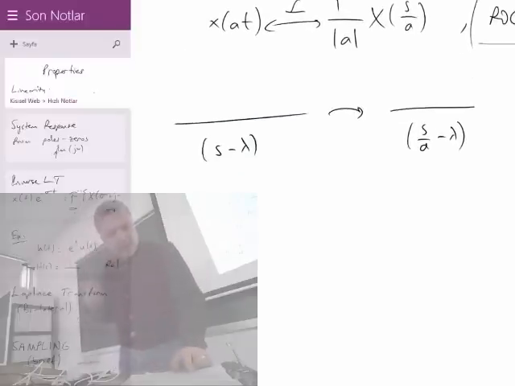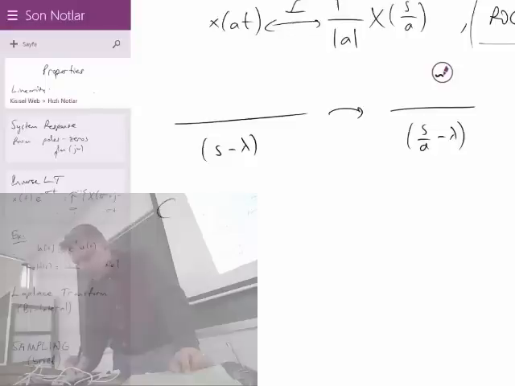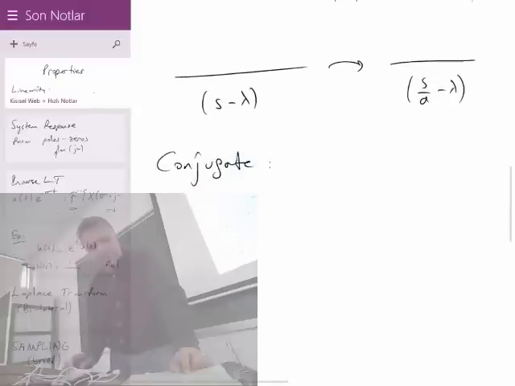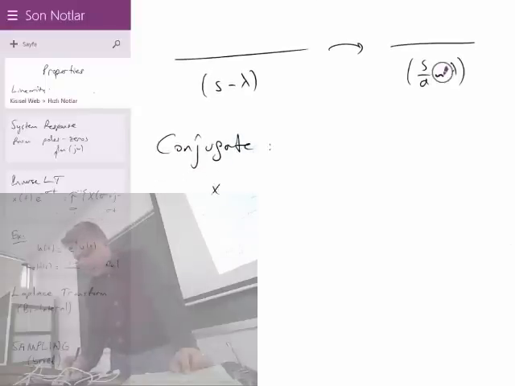Okay, that's time scale. Conjugation or conjugate is another property. X conjugate of t, of course these properties are valid only for complex signals, if the signal is having some imaginary parts, which is not necessarily the case, we'll have a Laplace transform equal to capital X conjugate of S conjugate.